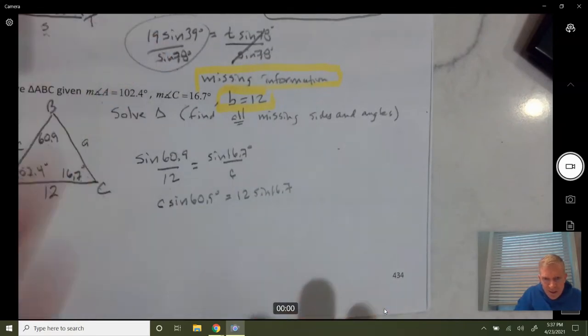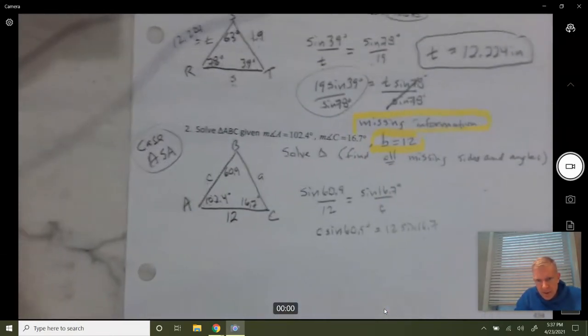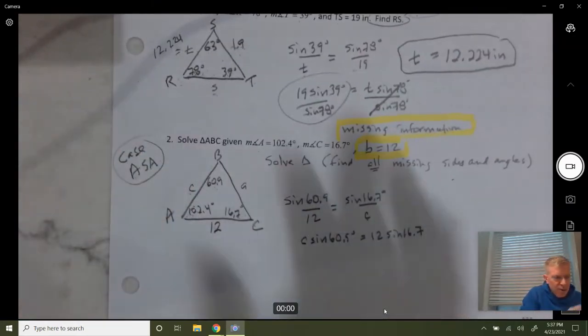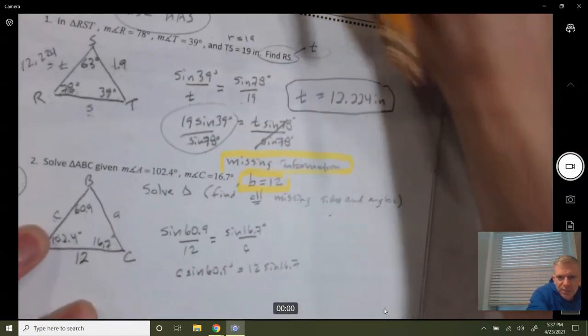Okay. That glare is not good. I think if I put it like this, you can see it a little better.